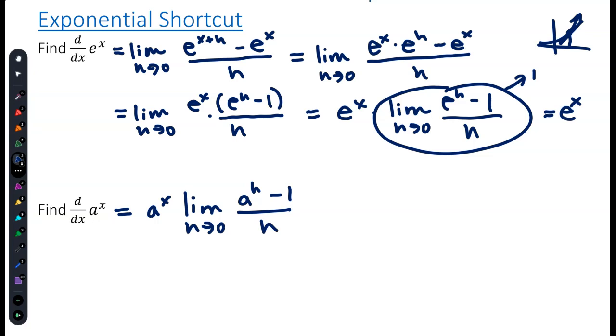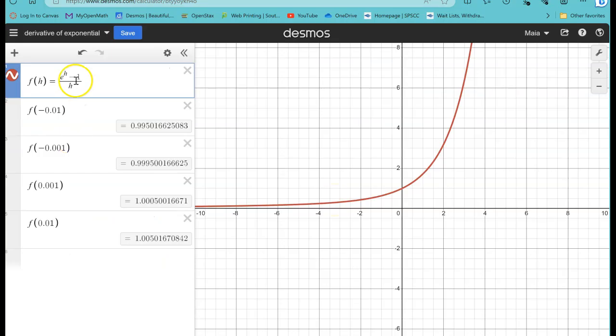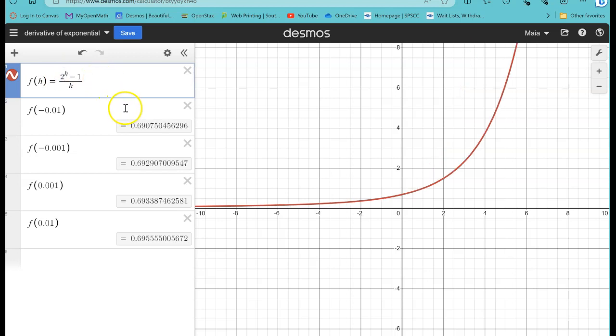So I want to go in and just play around with a couple of values and show you what you get. Someone had to figure this out for us. It's not something I think we immediately would have guessed on our own, but thank goodness they did. So let's just try a couple of these. First is 2. If we're trying to take the derivative of 2 to the x, we'd end up with 2 to the h minus 1 over h.